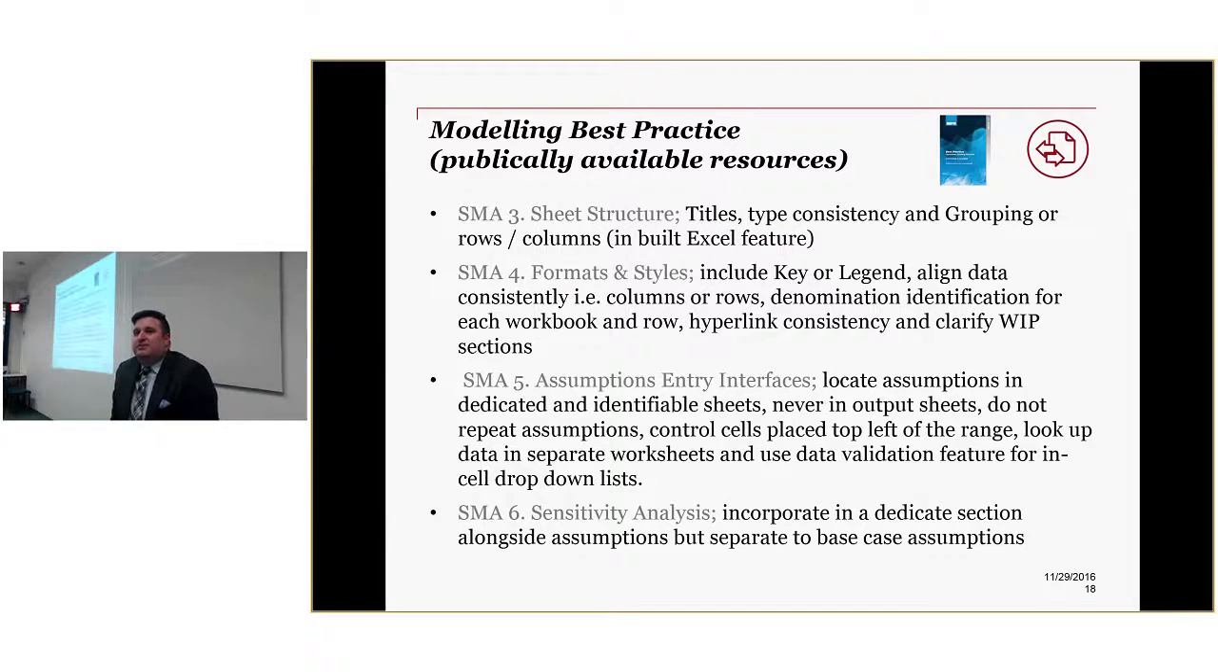The sheet structure should include titles, make sure that it's consistent in what we're doing, and group the rows and columns if we need to as well. That's one of Excel's good features. For format and styles, let's put in a key or a legend. Align the data consistently, i.e. make sure it's across the same columns or rows. Make sure the denomination's identified for each workbook or row. Here's an example of what the denomination might be.